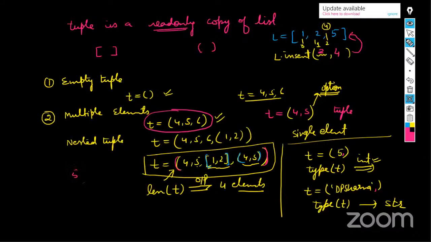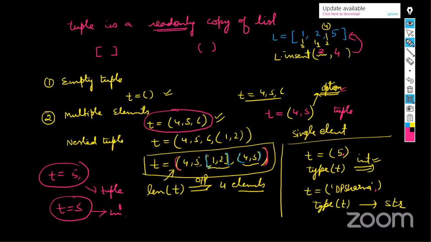Yes. See, as I told you, somewhere here, this bracket is optional. I have written optional. So if you write p is equal to 5 with a comma, this is also going to be treated as a tuple. And this is different from this, which is an integer type, right? This is a tuple because we are using this comma after this. So the comma has a very important role to play over here.